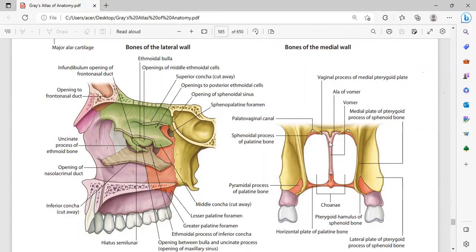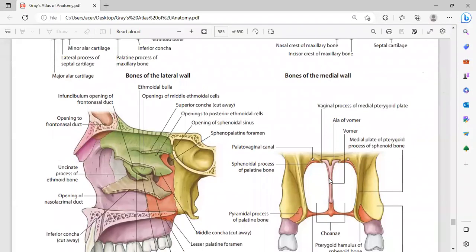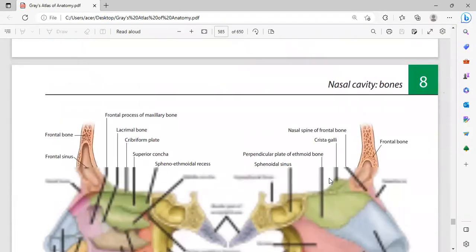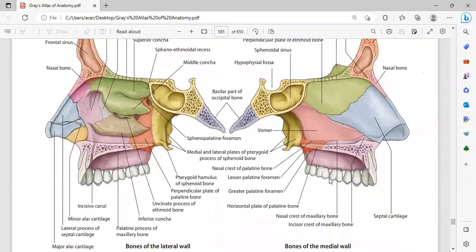the vomer. Okay, so the vomer, we'll talk about it when we talk about the septum of the nose. So these two spaces in between those two bones are called the choanae. So the choanae open into the nasopharynx at the back. Okay, so the nasopharynx communicates with the nasal cavity through the choanae. Okay, so that is about the lateral wall. And then coming to the medial wall.